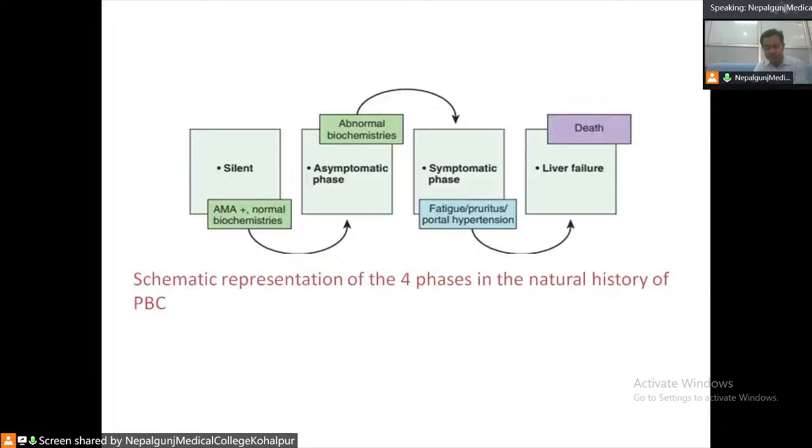In our practice we hardly get it. This is not a common disease, although it is the most common biliary cause of liver cirrhosis. I have only seen two or three cases, not here but in India. One case was overlap syndrome, PBC and autoimmune hepatitis, and the other was purely PBC, and both were female.